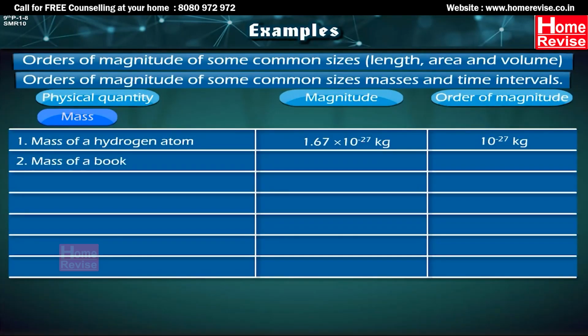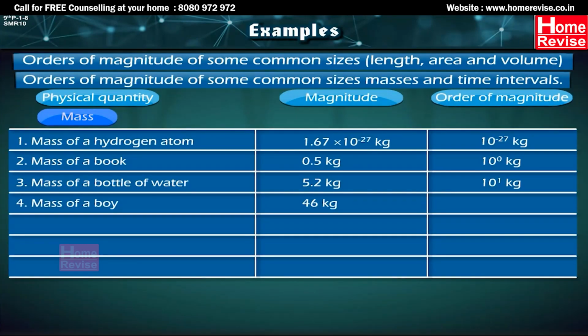2. Mass of a book. Magnitude is 0.5 kg. Order of magnitude 10 raised to 0 kg. 3. Mass of a bottle of water. Magnitude is 5.2 kg. Order of magnitude 10 raised to 1 kg. 4. Mass of a boy. Magnitude 46 kg. Order of magnitude 10 raised to 2 kg.